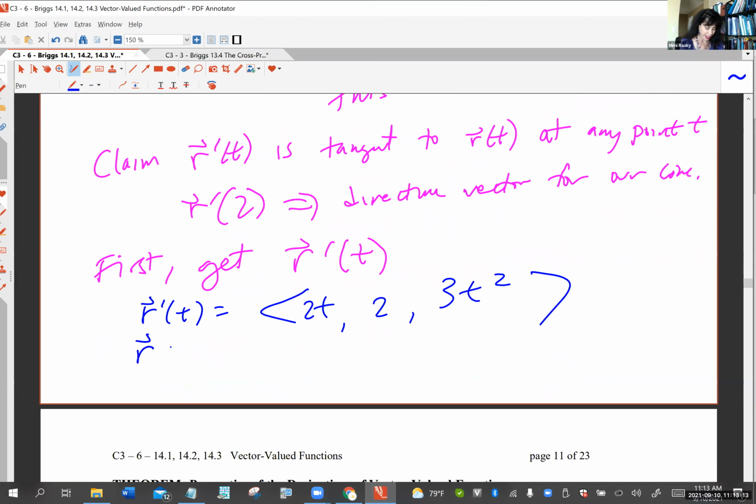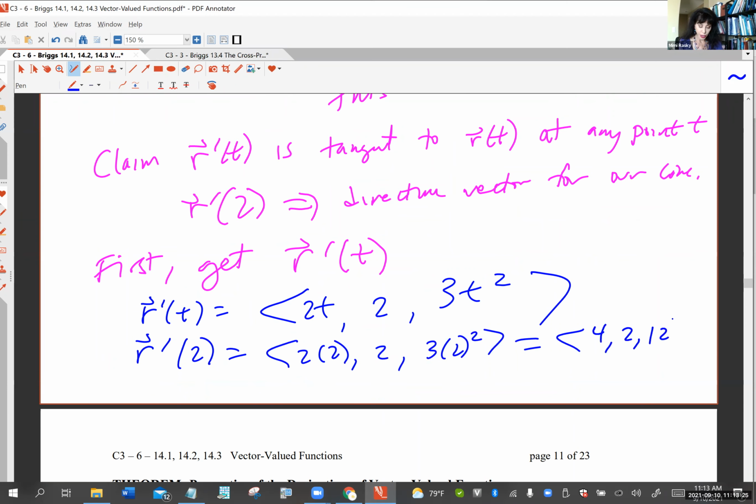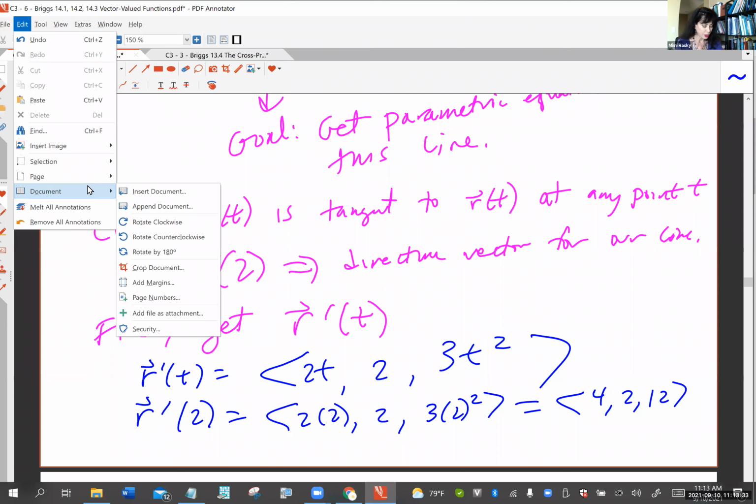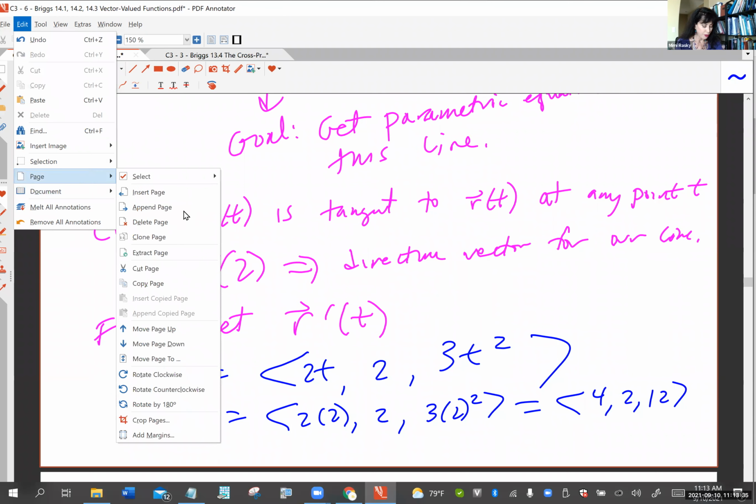Now, evaluate that at the point when time t equals 2 seconds. You're just going to use direct substitution. And I get a vector with components 4, 2, and 12. So now I need to finish out the problem, and to do that, you are just going to get those parametric equations for the line.